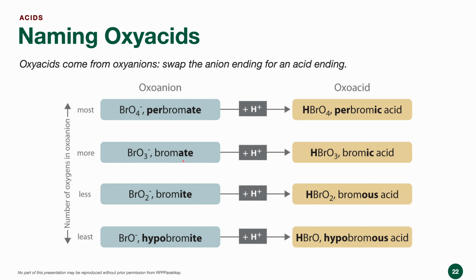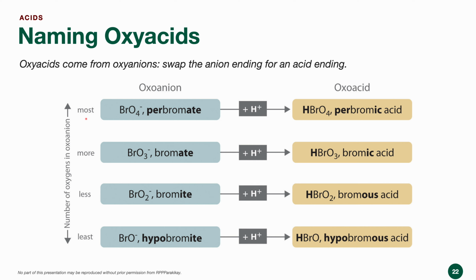Another example, NO3 minus, is nitrate. The oxoacid name will be nitric acid, HNO3. If the oxyanion ends in ite, for example, BrO2 minus, it's bromite, the acid ends in ous acid. So from bromite, it will become bromous acid for HBrO2. The same for nitrite. Nitrite is NO2 minus. The oxoacid name of HNO2 will be nitrous acid.